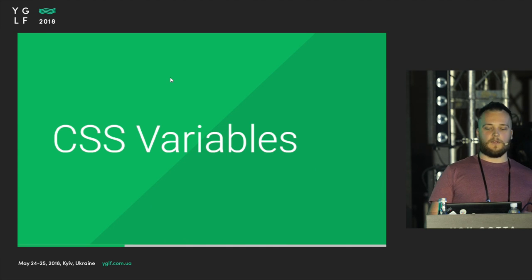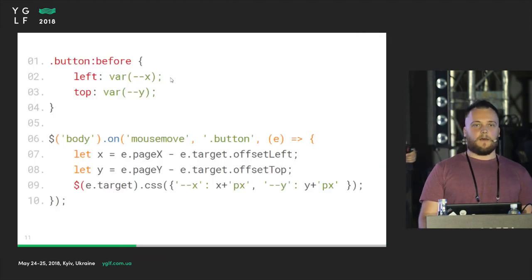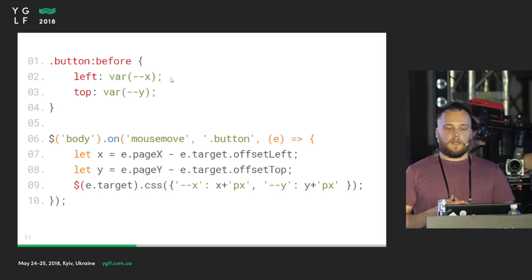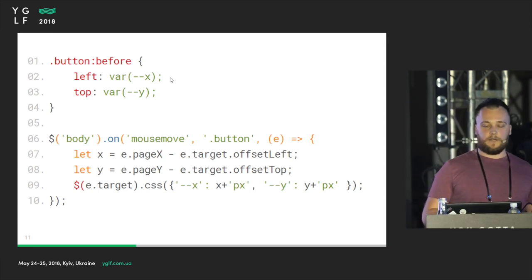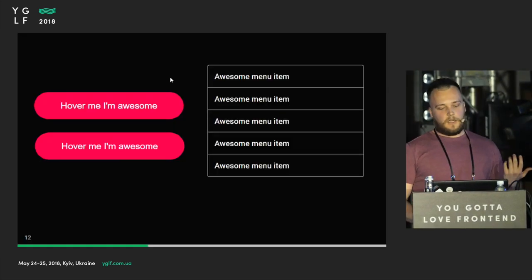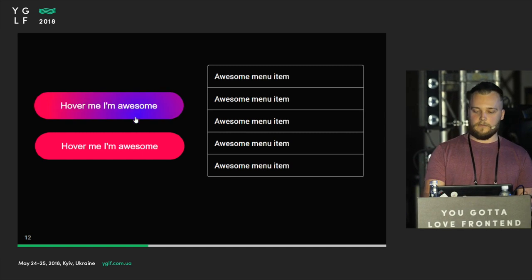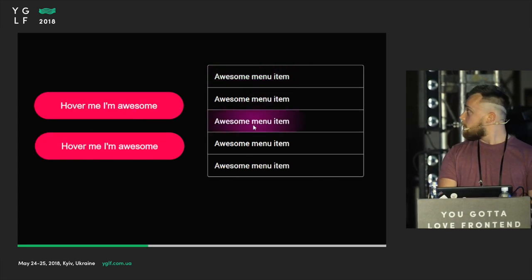CSS variables. Now you can use CSS variables in all modern browsers. But the interesting thing is that they are available not only in the block where you define them, but for all children. It gives you the possibility to manage pseudo elements with JavaScript, like in this demo with buttons and menu items.